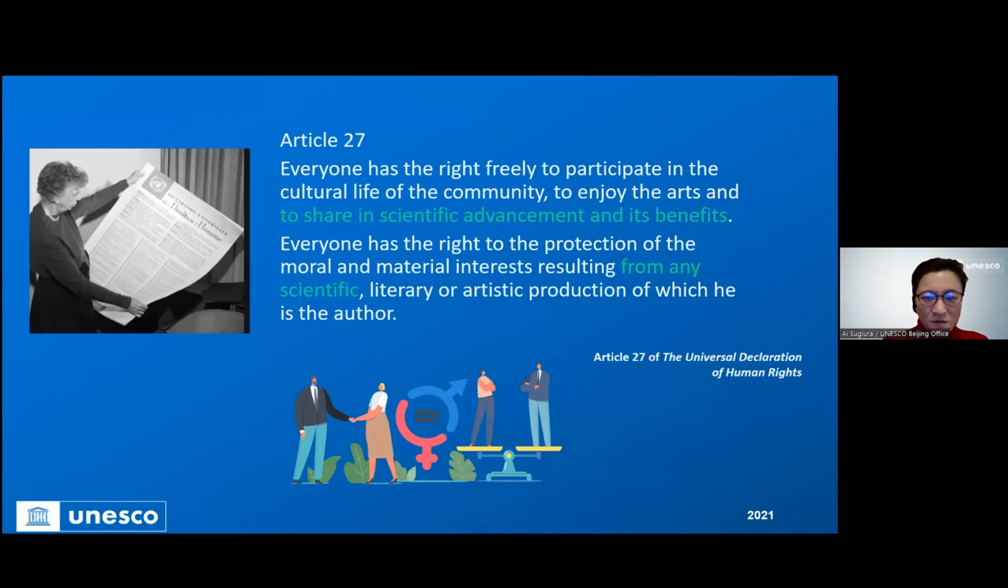And everyone has the right to the protection of the moral and material interests resulting from any scientific, literary, or artistic production of which he is the author. Actually, now it would be he or she, but in 45, it was he only. So that's why we are working on this promotion of science and services of science to society.